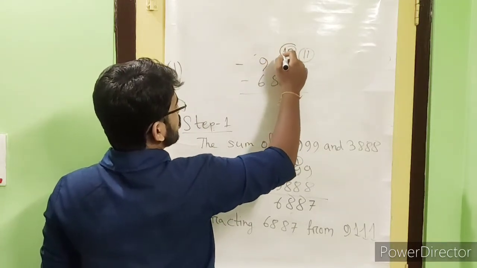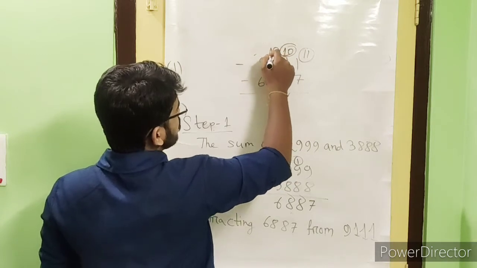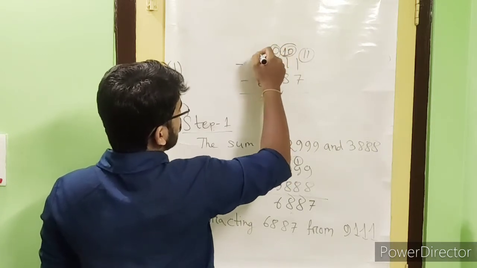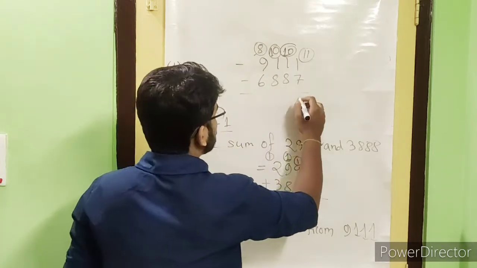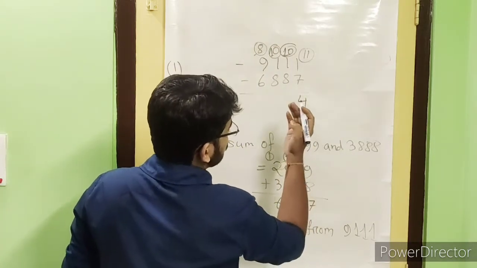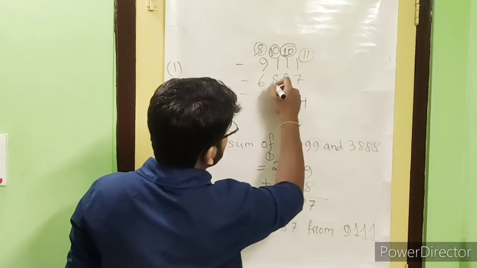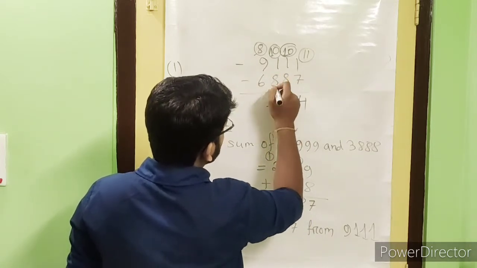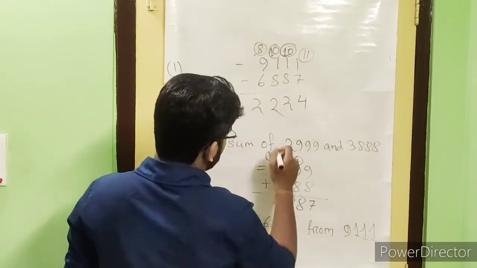Again take 1 from 1, it will be 0. Again it will take 1 from 9 and 9 will become 8. So 11 minus 7 is 4. 10 minus 8 is 2, and 8 minus 6 is 2.